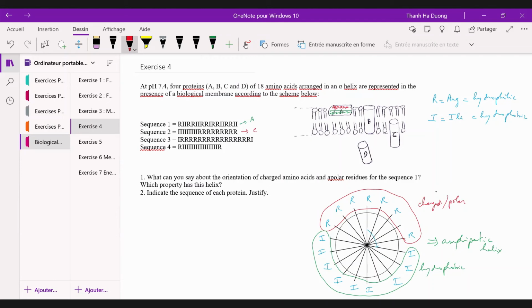Sequence 3. It will be something charged, so it will be soluble in the cytosol. D. For D, yes. So the last one will be B, and it will be an integral protein. Okay. Tell me if you have questions. Okay. No.